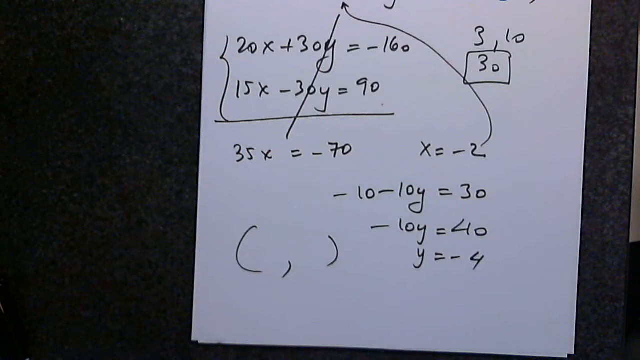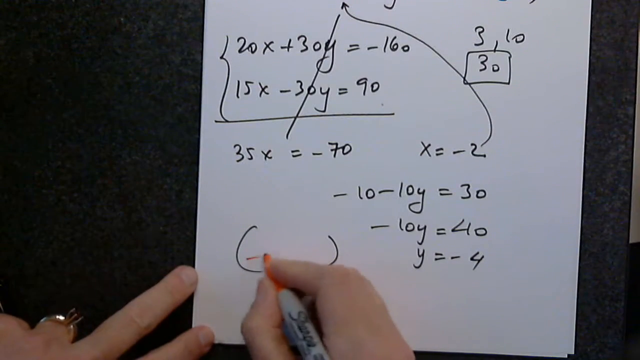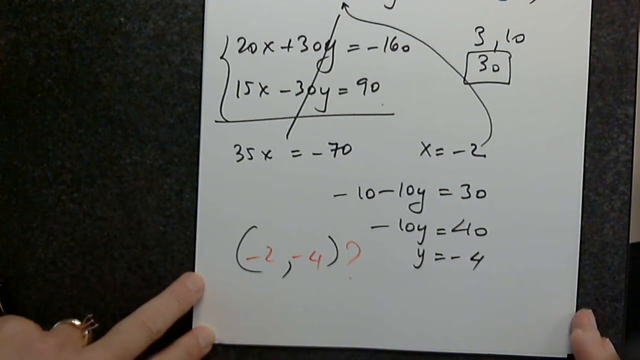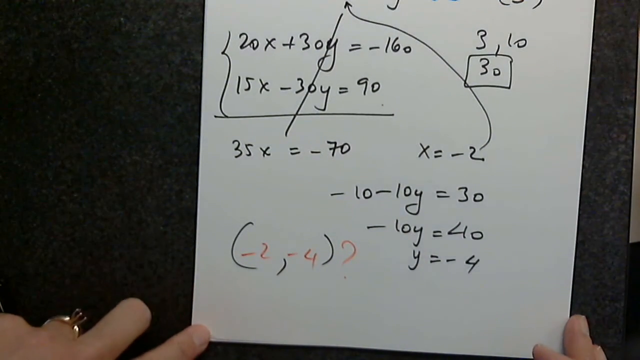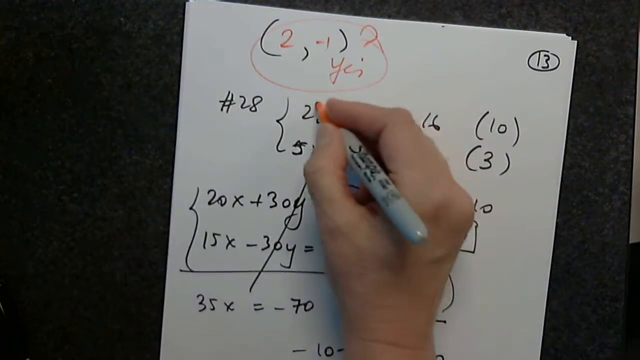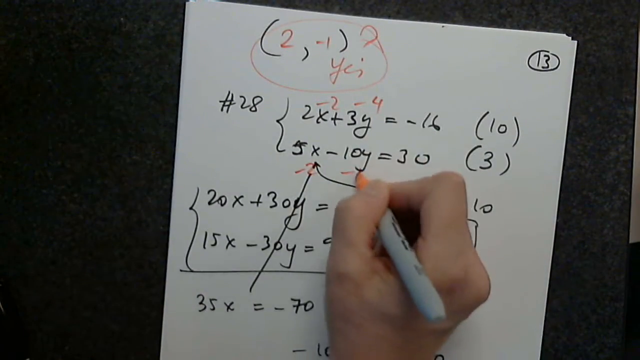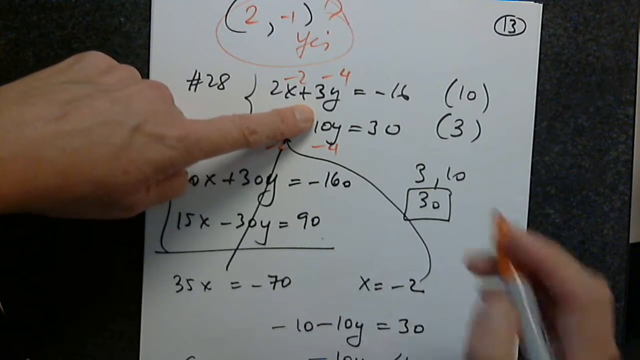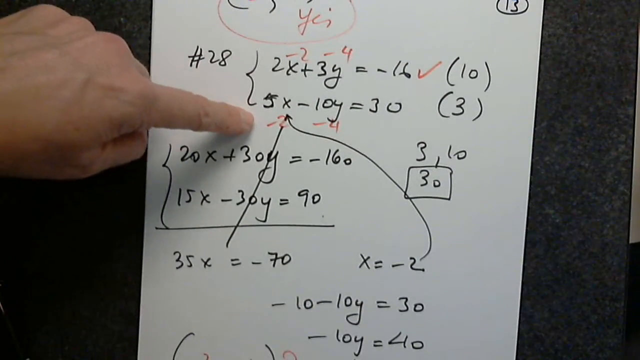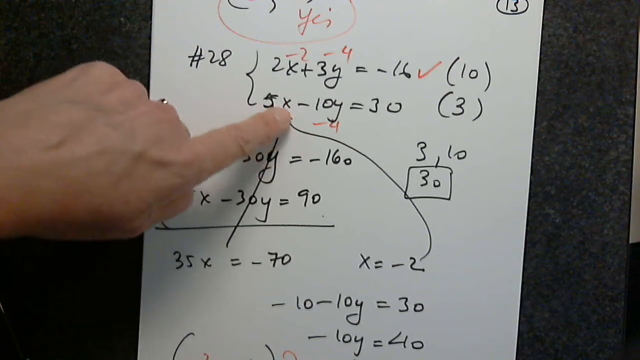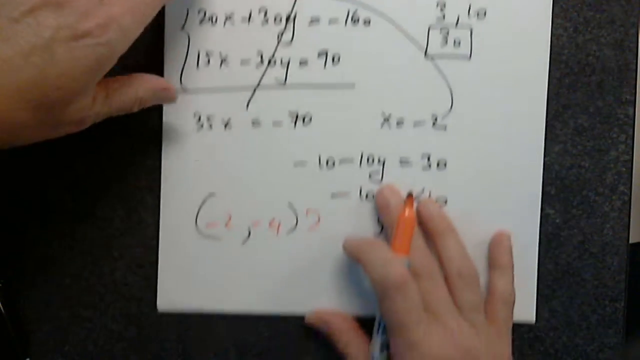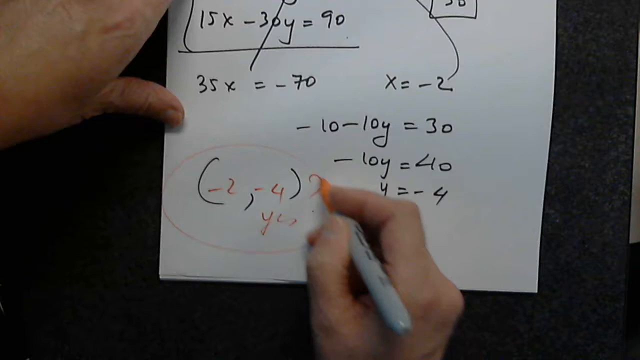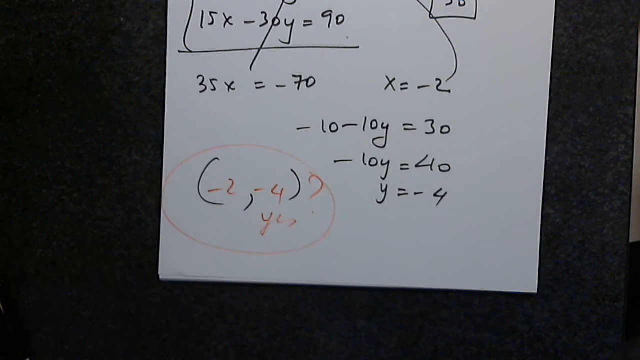We claim, but we're not certain yet, we claim what? We claim negative 2, negative 4, I have no idea. So we go back with negative 2, negative 4, and negative 2, negative 4. Negative 4 minus 12, yes. A negative 10 plus 40, yes. Only now I can say yes. This is indeed the solution.